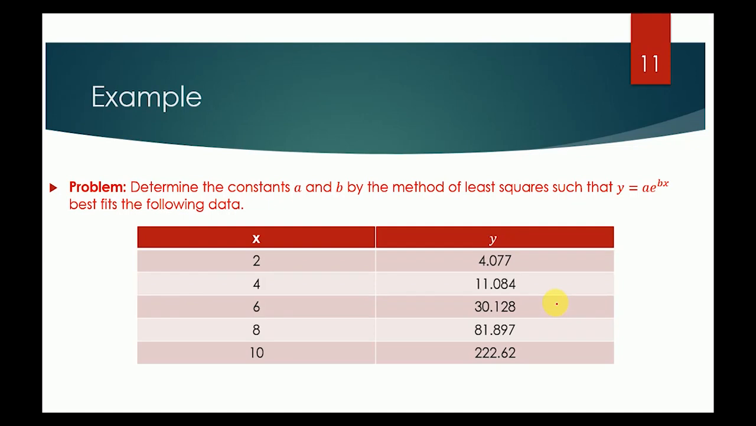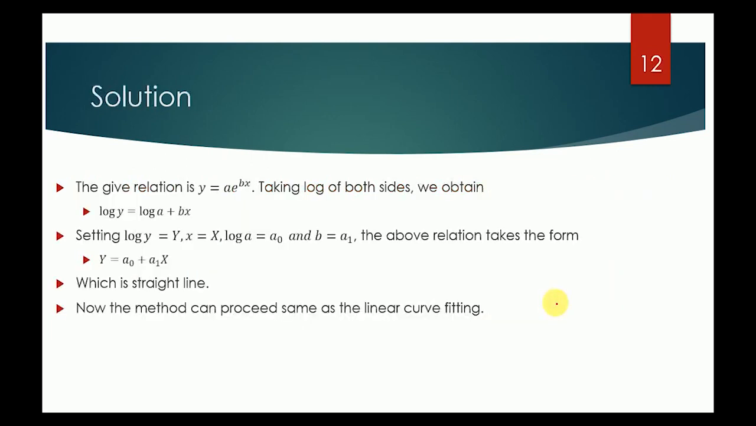Now we will take an example here to determine the constants a and b, given an exponential function y is equal to a e to the power bx, that best fits the data given in this table. The values of x and y are given in this table.